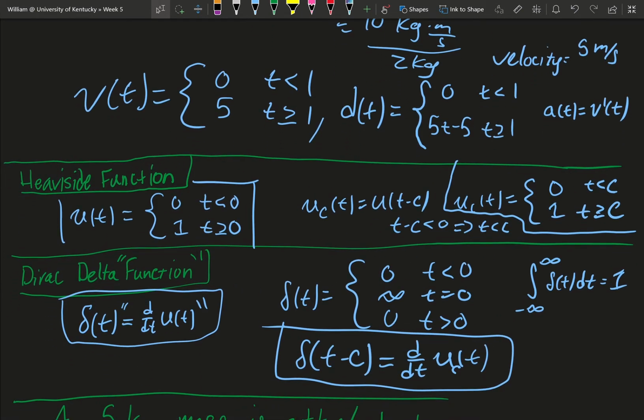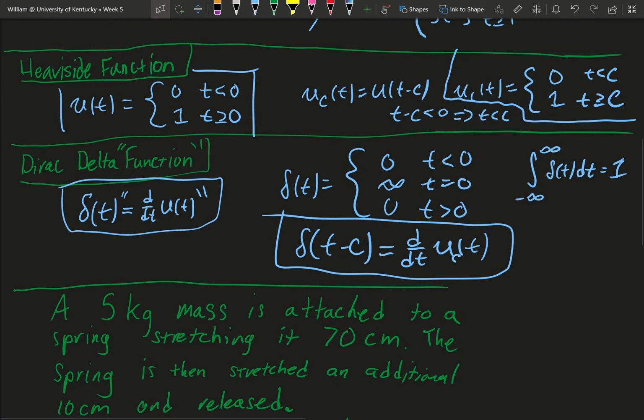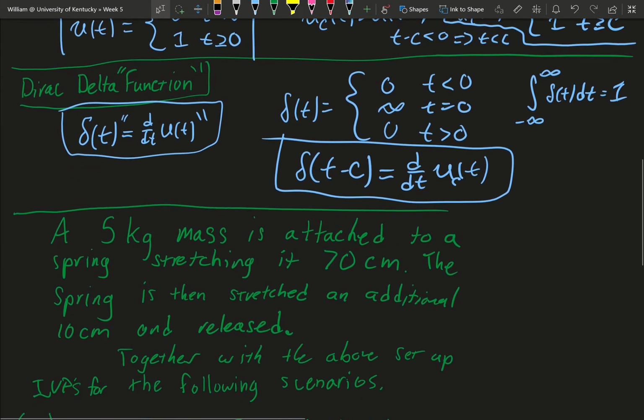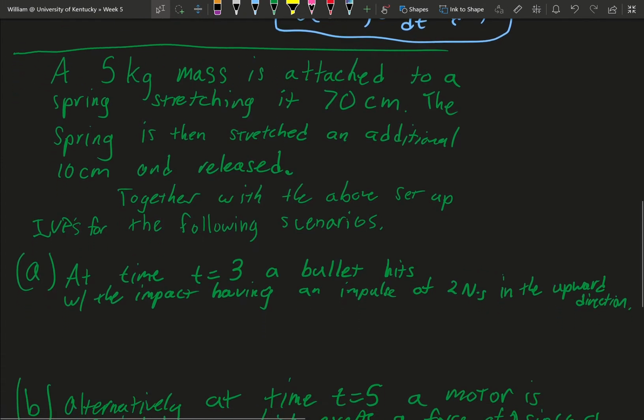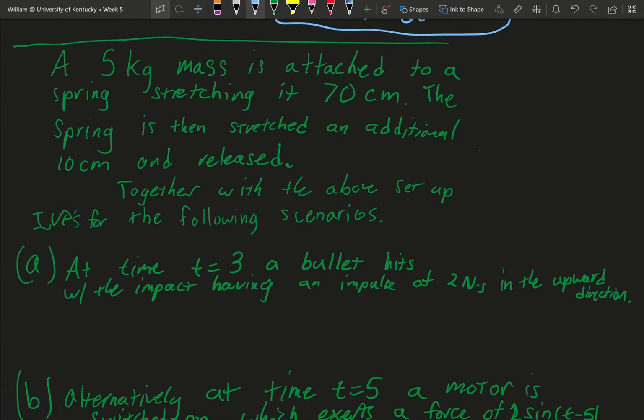So to further motivate it and to show where we're going, we're going to apply these two functions to springs, or look at some spring problems. We have the following setup. A 5 kilogram mass is attached to a spring stretching it 70 centimeters. The spring is then stretched an additional 10 centimeters and released.